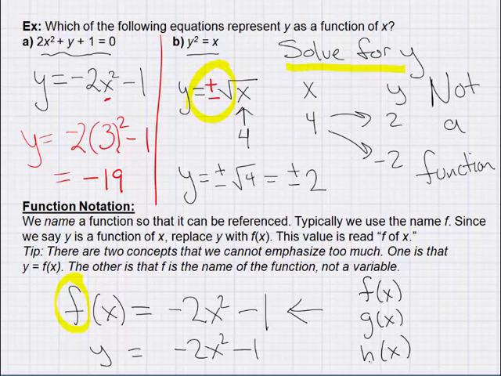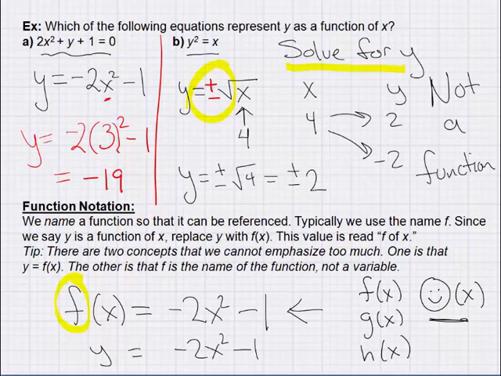Actually, you don't have to use those letters. That's just the common ones. I could say smiley face of x. It doesn't matter. Whatever I put in front of this x, that's the name for this function. And obviously we would not really do this, but that's the key. That letter out in front is all it is, the name of the function.